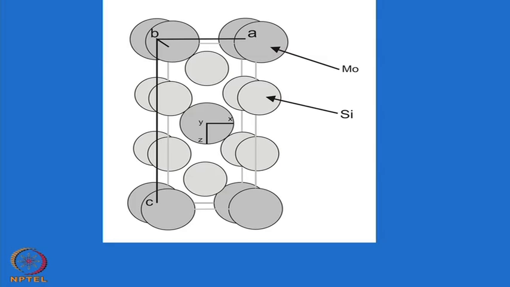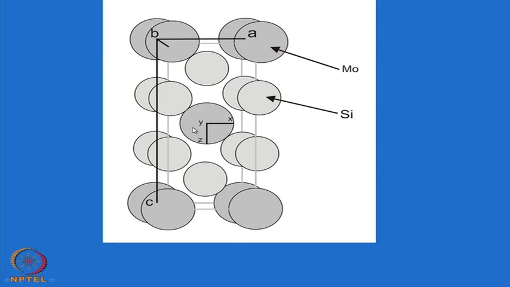This is another non-oxide ceramic, molybdenum disilicide, molybdenum and silicon. Here again the size difference is different. Molybdenum has a larger size than silicon. Okay. So, molybdenum goes to the center of the cube as well as the corner of the cube, and silicon goes in between, in the interstitial sites within the cubic structure of molybdenum.